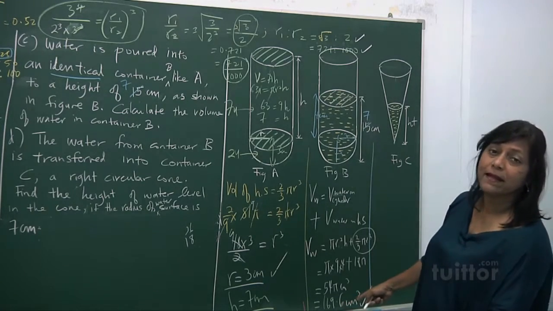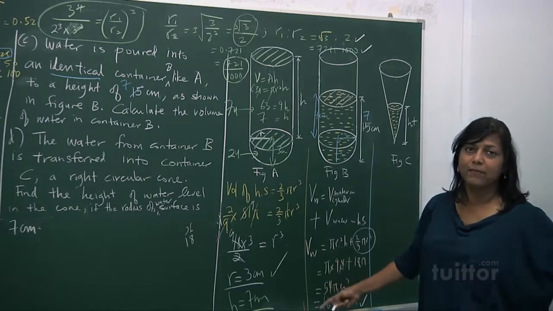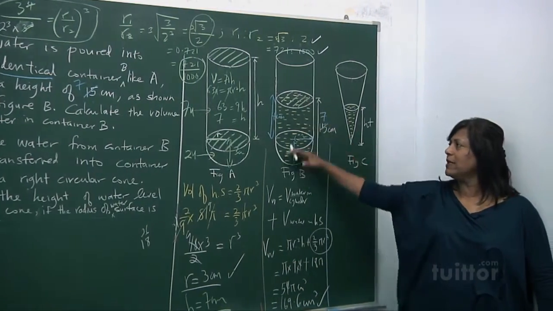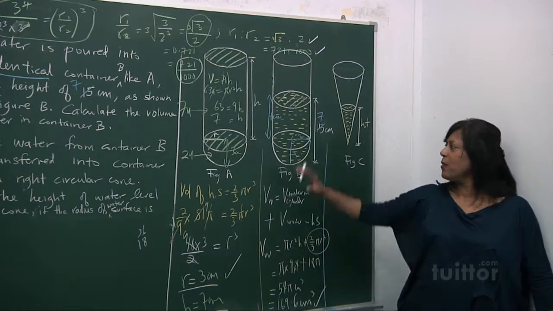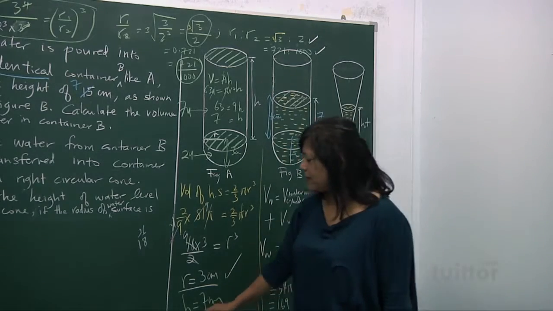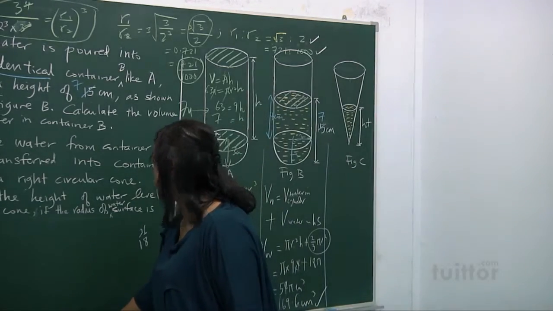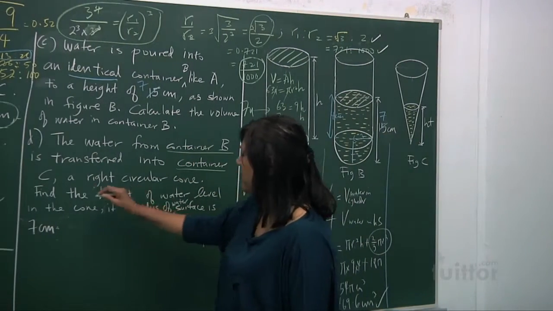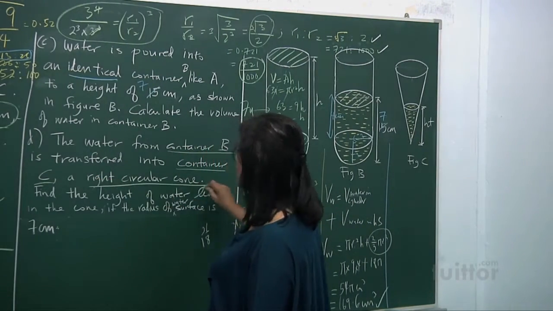Alright, please correct that to 3SF if they required. So this is how you work out the volume of the water in the container. Now once you've got this water, they say in question C, let's look at that. The water from container B is transferred to container C, and it's a right circular cone.